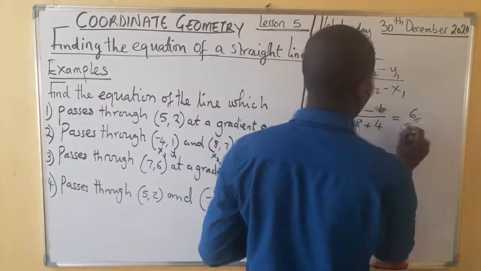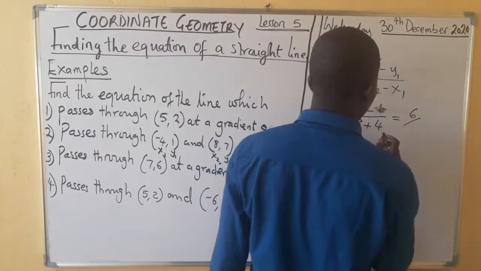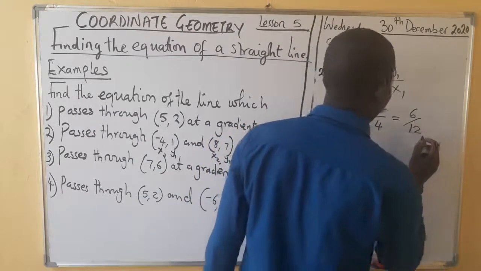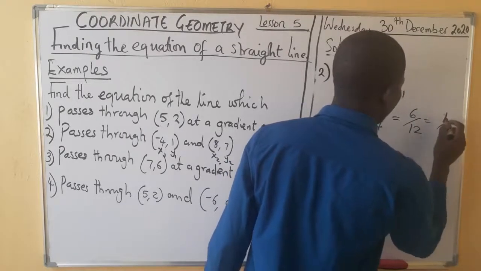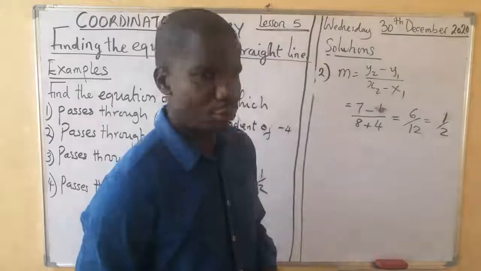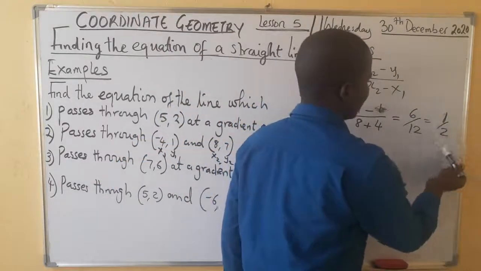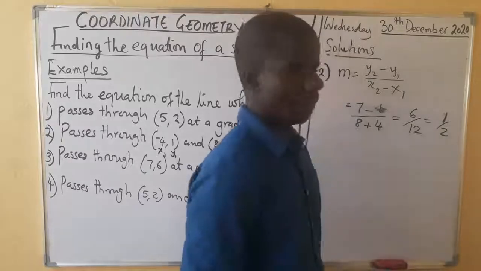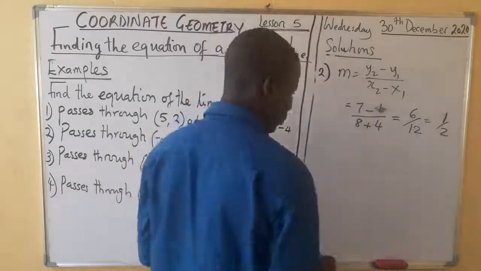We have 6 over 12. Then this simplifies to be 1 over 2. This simplifies to be 1 over 2 in this case. So this is our gradient. So now we have what we are looking for.